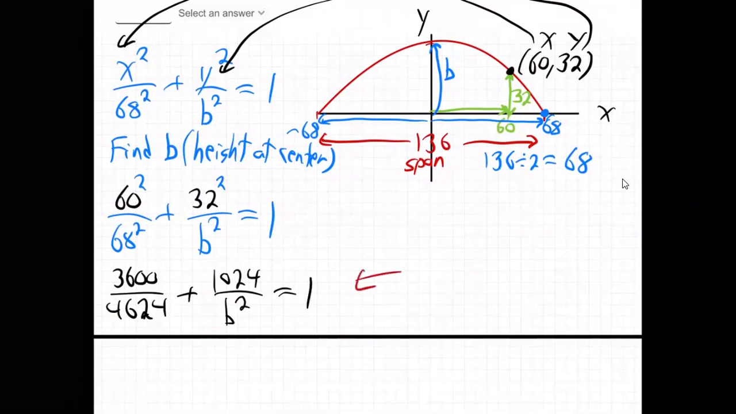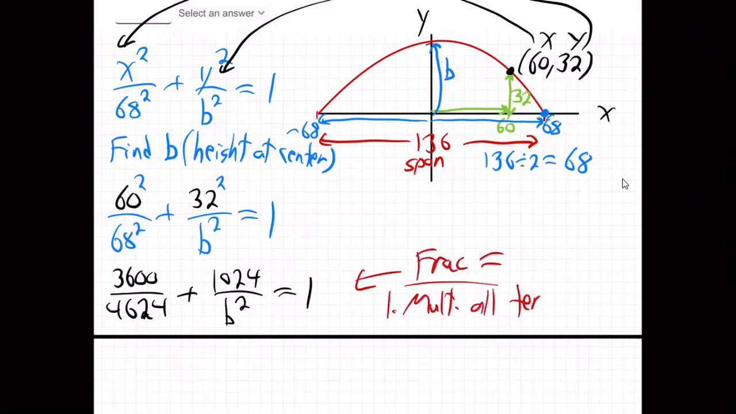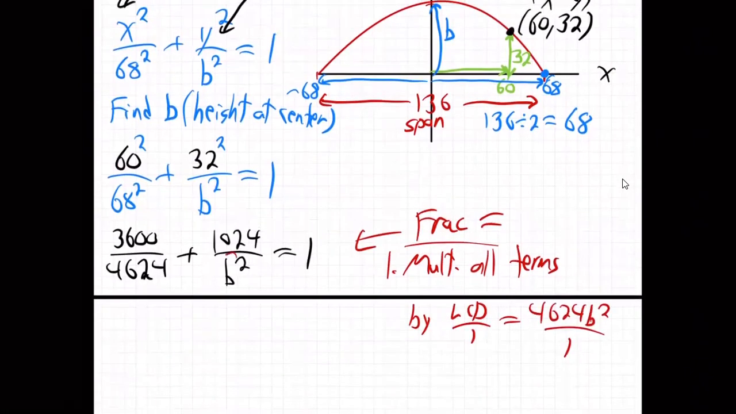When you have fractions with an equal sign problem, what do you do? Step 1, multiply all the terms by LCD over 1. And the LCD is going to be 4624b squared over 1, right? The LCD has to use all the denominators. That's the common denominator, right? You got to use them all.